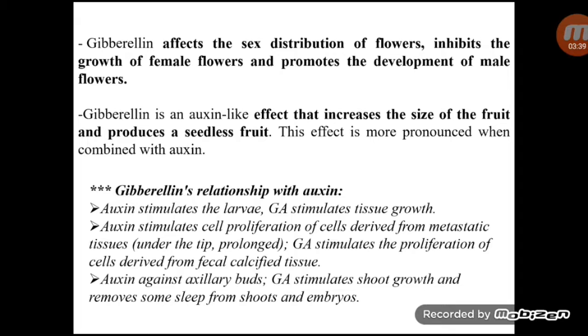And here we have gibberellin's relationship with auxin. Auxin stimulates the larvae. GA stimulates tissue growth. Auxin stimulates cell proliferation of cells derived from metastatic tissues under the tip, prolonged. GA stimulates the proliferation of cells derived from fecal calcified tissue. Auxin acts against axillary buds, but the GA stimulates the shoot growth and removes some dormancy from shoots and embryos.